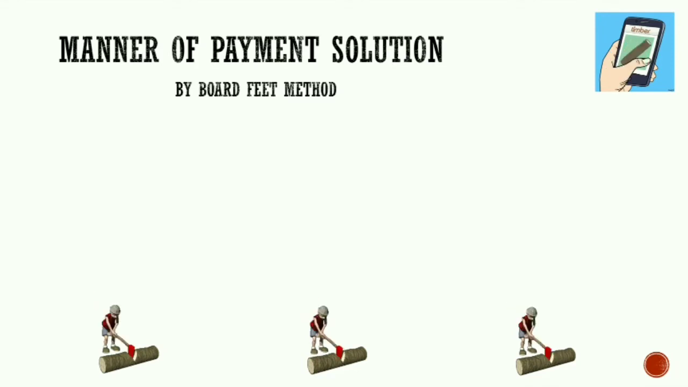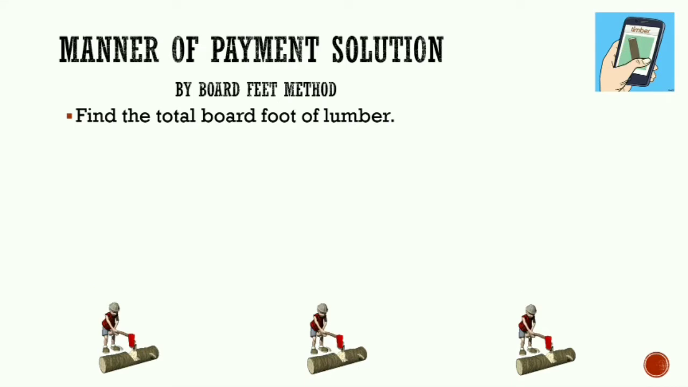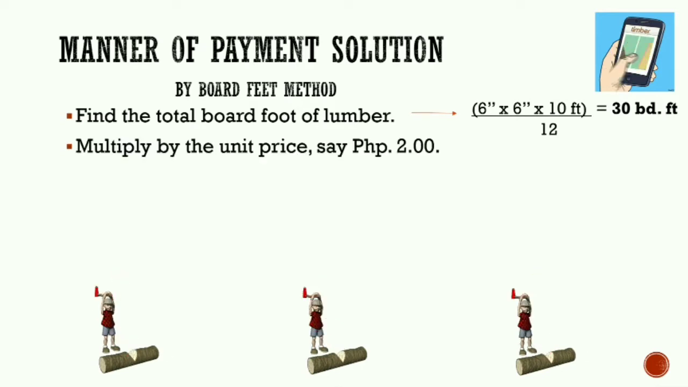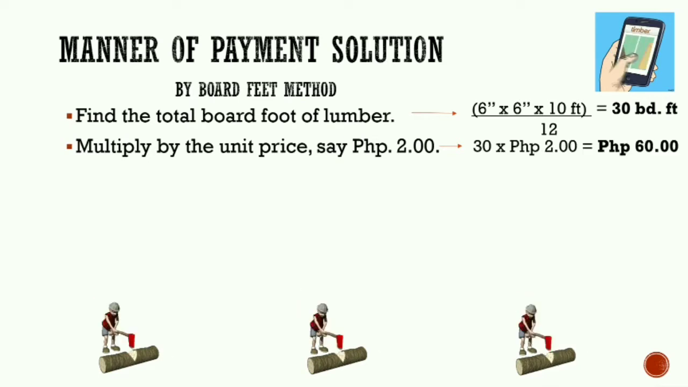Solution. For the board feet method, you need to find the total board feet of lumber. 6 inches by 6 inches by 10 feet is equal to 30 board feet. Next, multiply by the unit price of 2 pesos. 30 board feet times 30 pieces times 2 pesos is equal to 60 pesos.